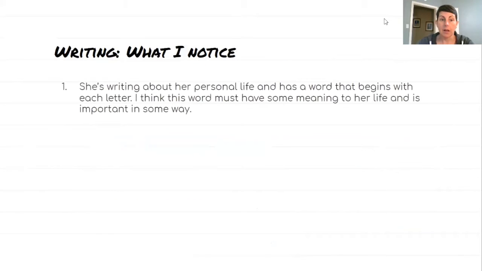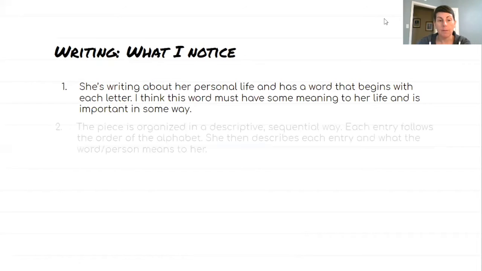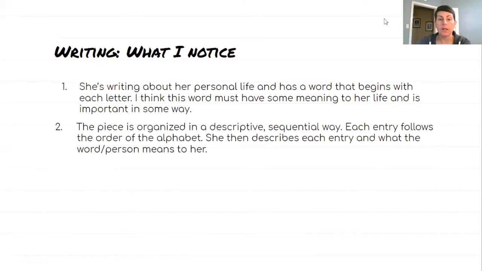The one thing that I think you notice is that she's writing about her personal life and has a word that begins with each letter. I think this word must have some meaning to her life and is important in some way. Our second question. The piece is organized in a descriptive, sequential way. Each entry follows the order of the alphabet. She then describes each entry and what the word or person means to her.